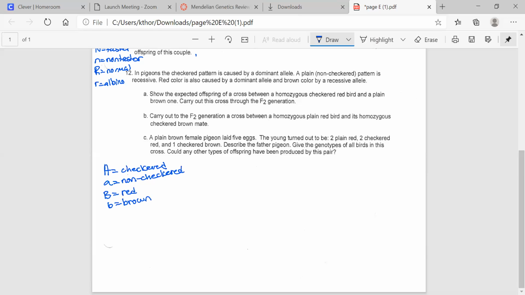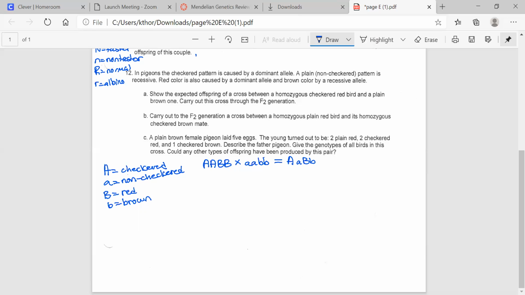Show the expected cross, or the expected offspring of cross between a homozygous checkered and red bird. So it's going to be homozygous checkered and red. So this one's going to be homozygous dominant for both, and a plain brown one, homozygous recessive for both. I can tell you right now, 100% of the offspring is going to be heterozygous.